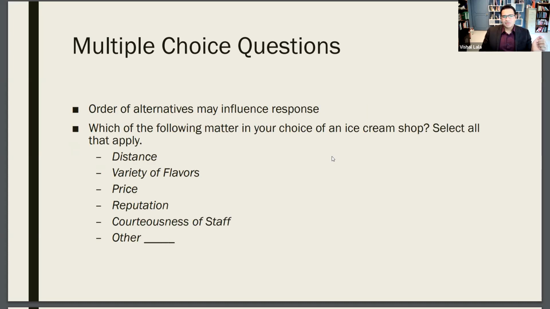And then there's, of course, the order of alternatives, which may make a difference in the response people give. So which of the following matter in your choice of an ice cream shop? Select all that apply. And here you have checkboxes: distance, variety, flavors, price, reputation, courteous staff, and so on. Again, the order in which you ask the questions makes a difference. So here you might want to think about randomizing the choices based on the respondent, or randomized choices in general, to address any order effects of the options provided.